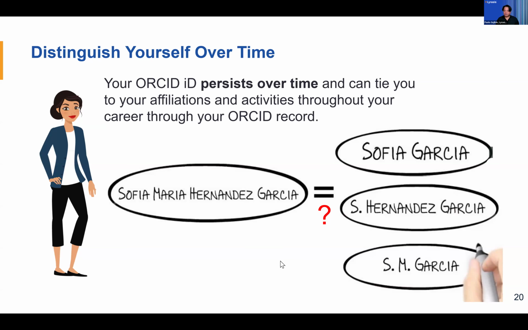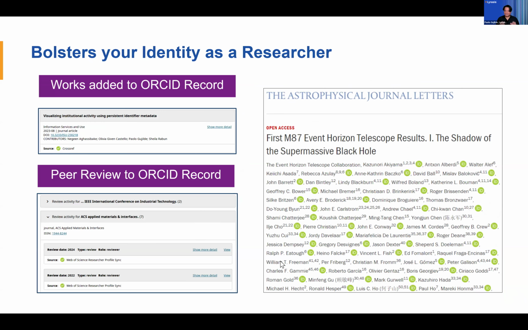It also bolsters your digital identity, right? So when you're seeing an ORCID record, you know that this person is working at this institution or this organization. You know that this researcher has received this funding from this funding agency. So all of this is really to bolster your identity.